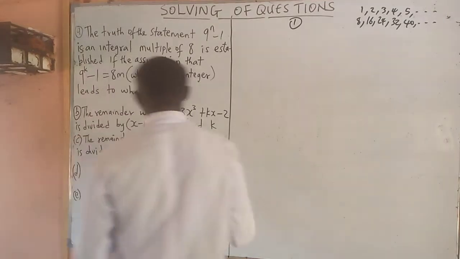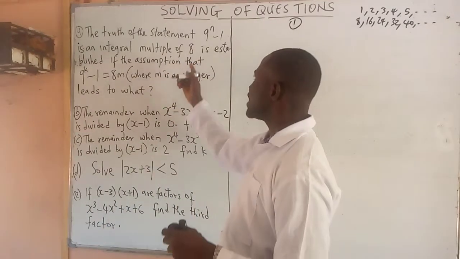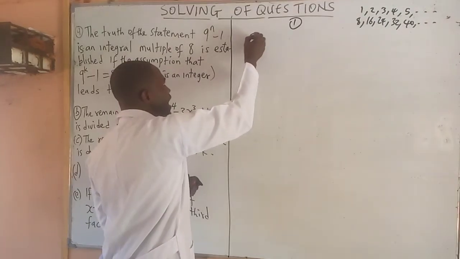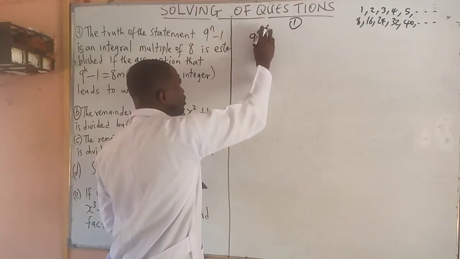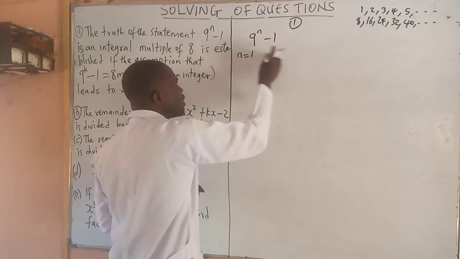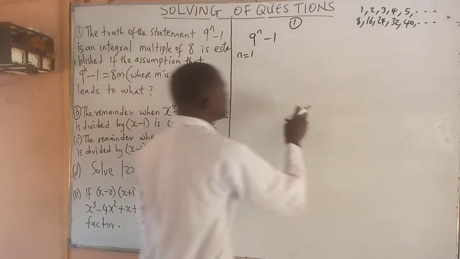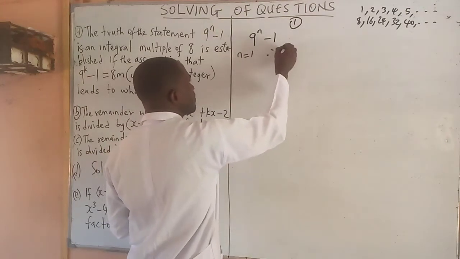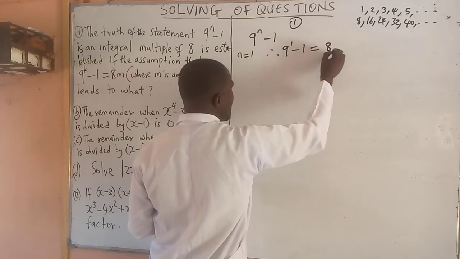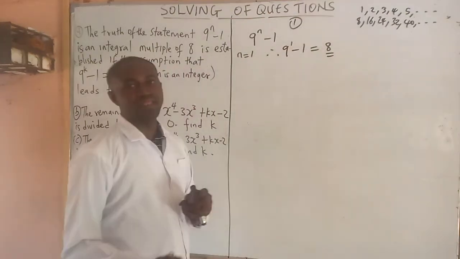Now, for us to know whether this statement they said here is true, you say, given that 9 raised to the power of n minus 1, let me check where n is equal to 1, will it give me one of the multiples we have here? It implies 9 raised to the power 1 minus 1. That will be giving me 8. Yes, the statement is true.